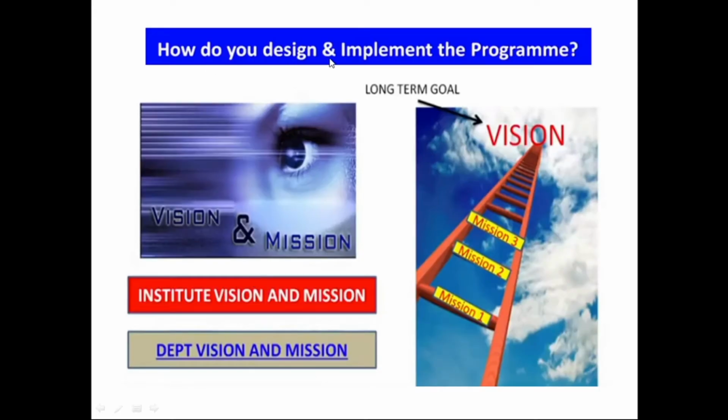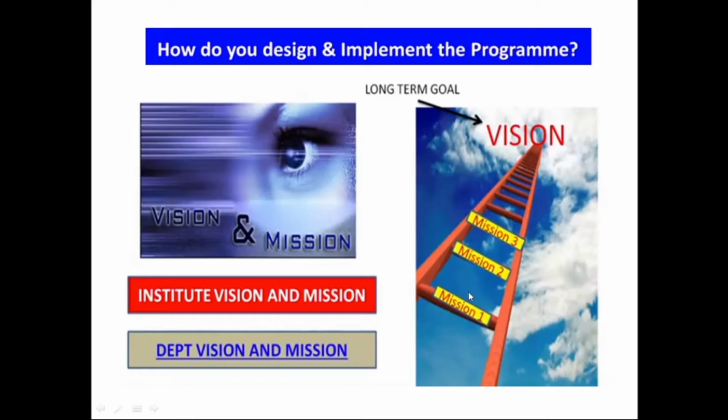How to design and implement the program? Here the vision and mission will play the major role. Every institution has a long term goal. What is the long term goal? To become number one at the national level, international level, to become a university, to become a globally known institution. How to achieve this particular goal? I want to become first in the NIRF ranking or ATAL ranking. How to achieve this long-term goal? We have short-term goals.